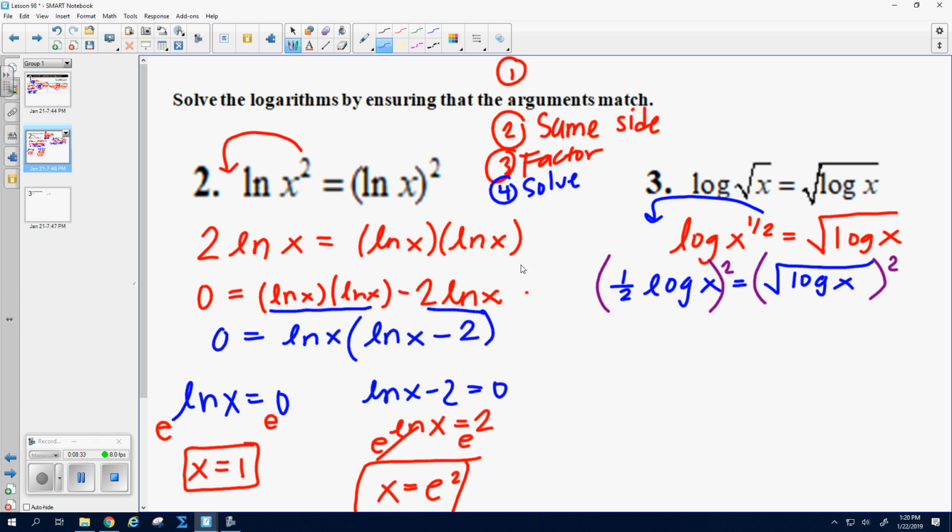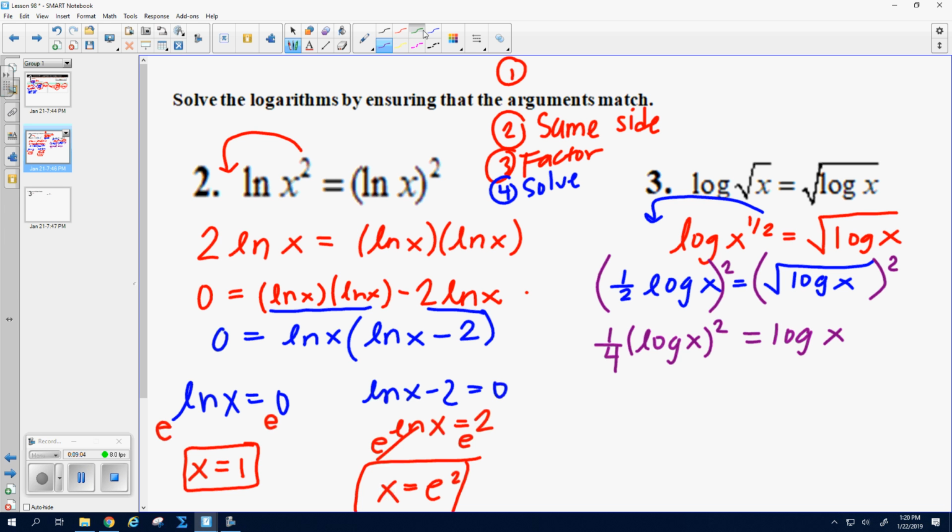I'm going to go ahead and square the 1/2 and make it a 1/4. But I have to keep this whole entire log squared, just like I had this entire ln squared. If I wanted, I could write this as 2 logs of x. And on the right-hand side, this canceled, and I just have log of x. So I made my arguments match. And on the right-hand side, I got rid of the radical.